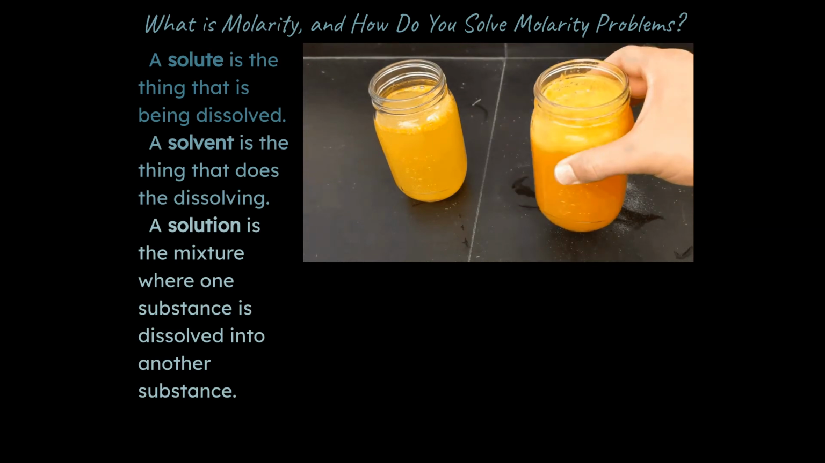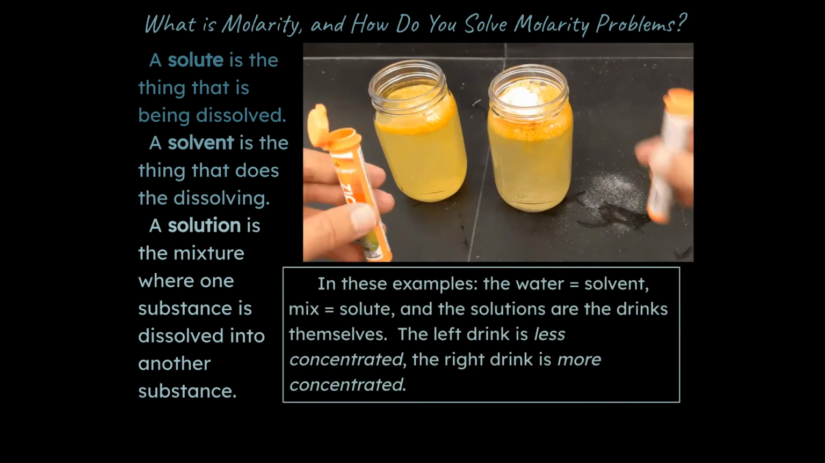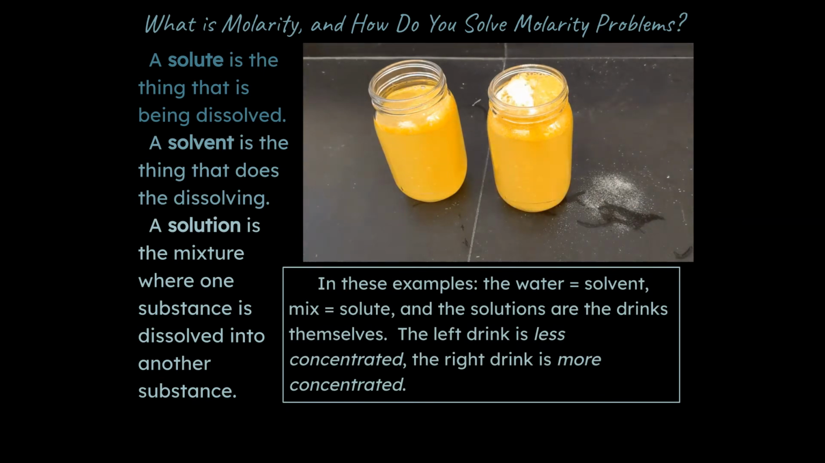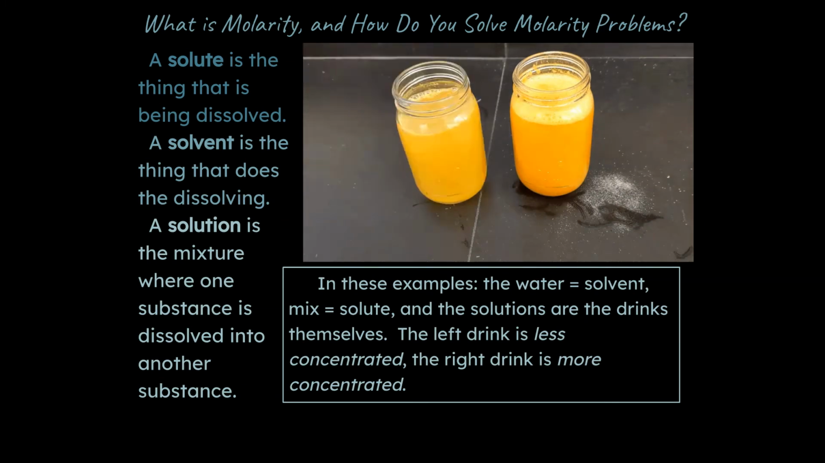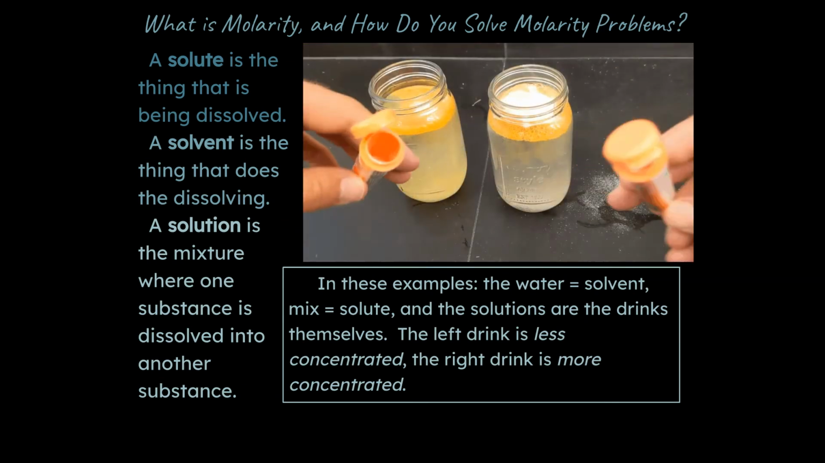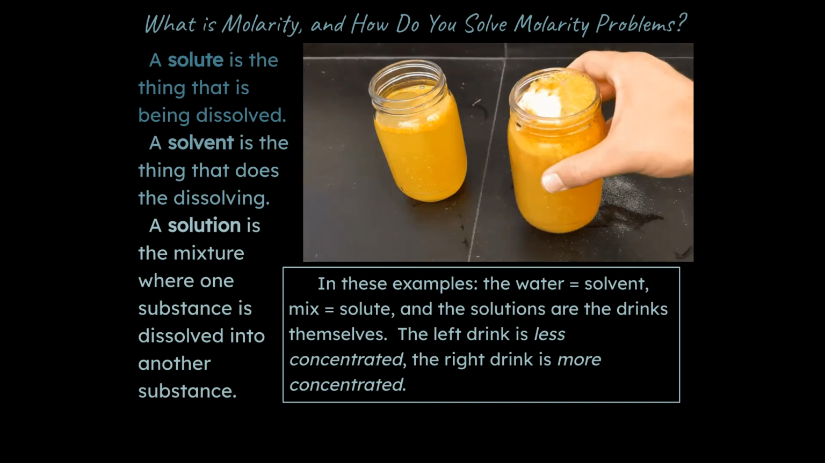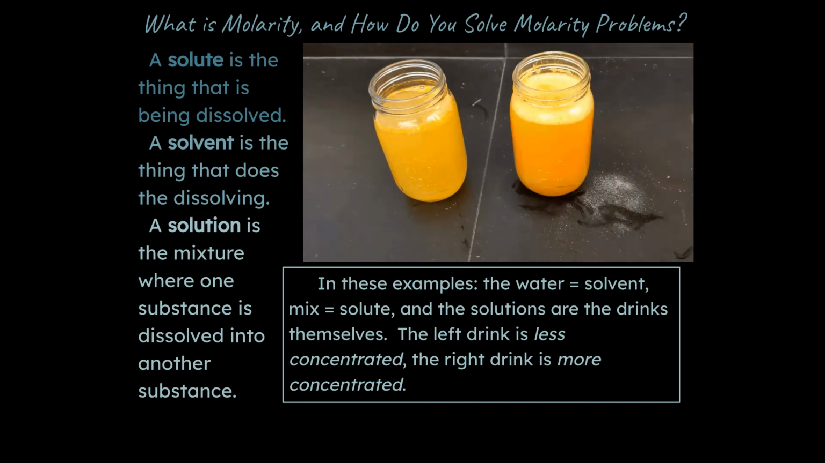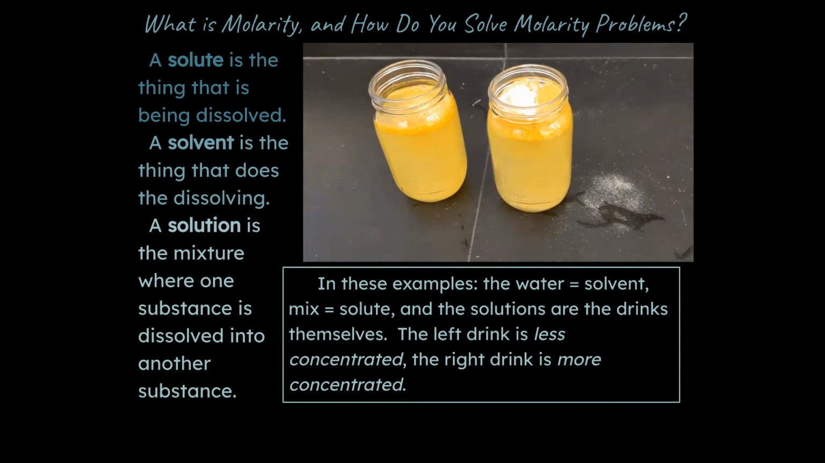Well, in this example, the thing that is being dissolved is the mix, the Zip Fizz stuff or whatever it's called, put into the drink. The solvent, in this case, is going to be the water. That's the thing that does the dissolving. And the solution is the entire drink. So that hopefully can help you to remember what we're talking about here. We're going to build on this and talk about some other ideas.